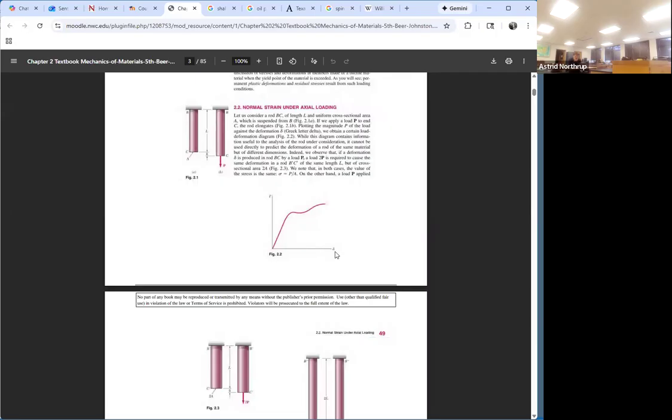So here we have a graph of P, which is that axial load, or I should say delta, which is the change in length versus P. And you'll see that we have a straight line for a while, and then we have something where it kind of goes down.